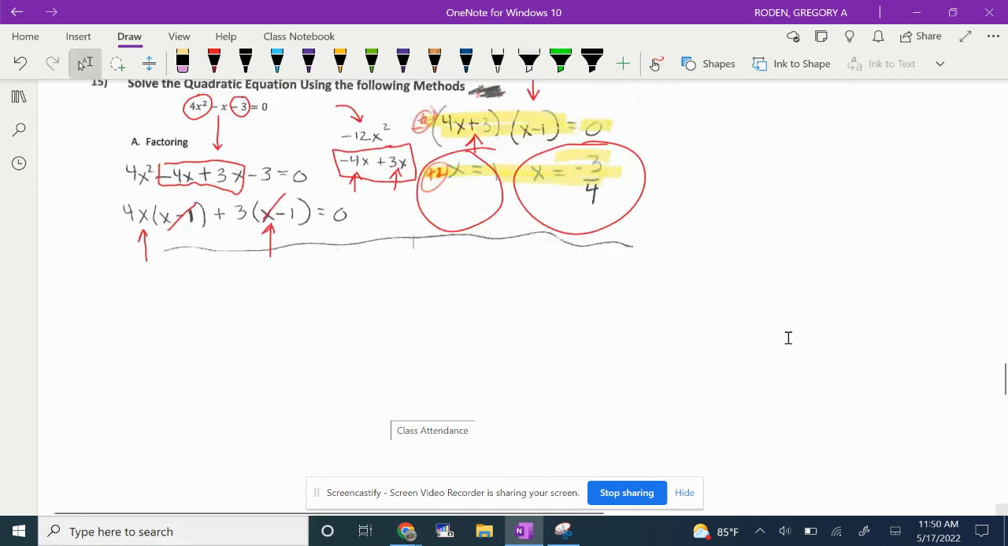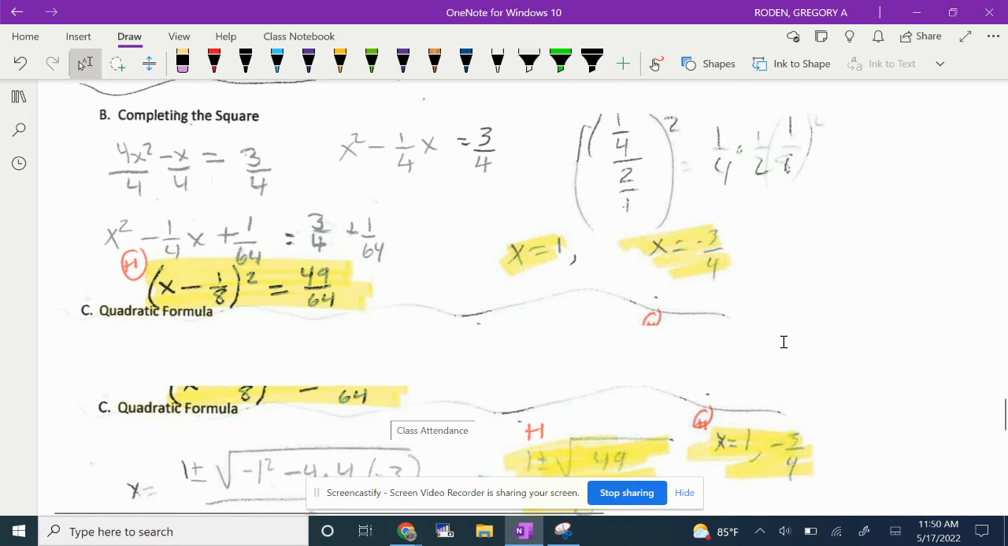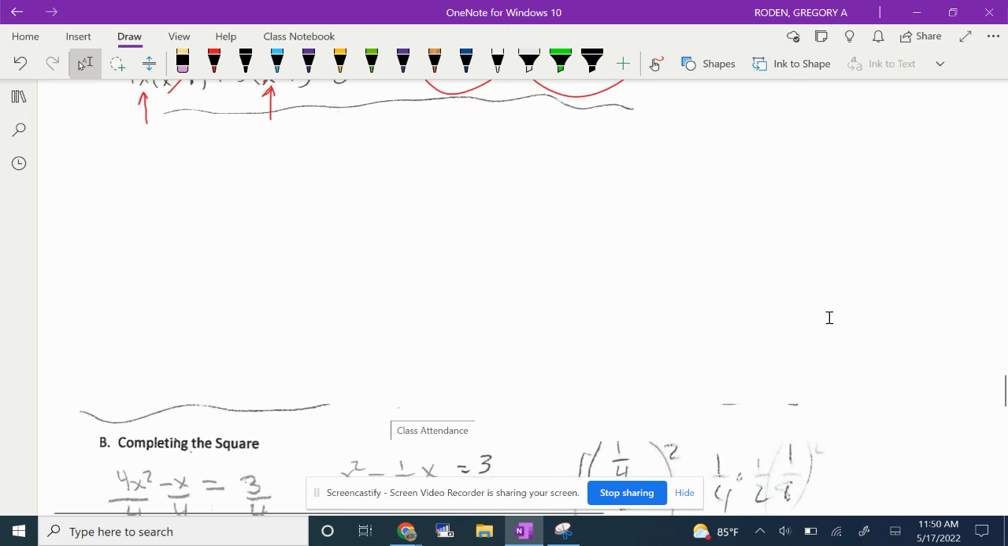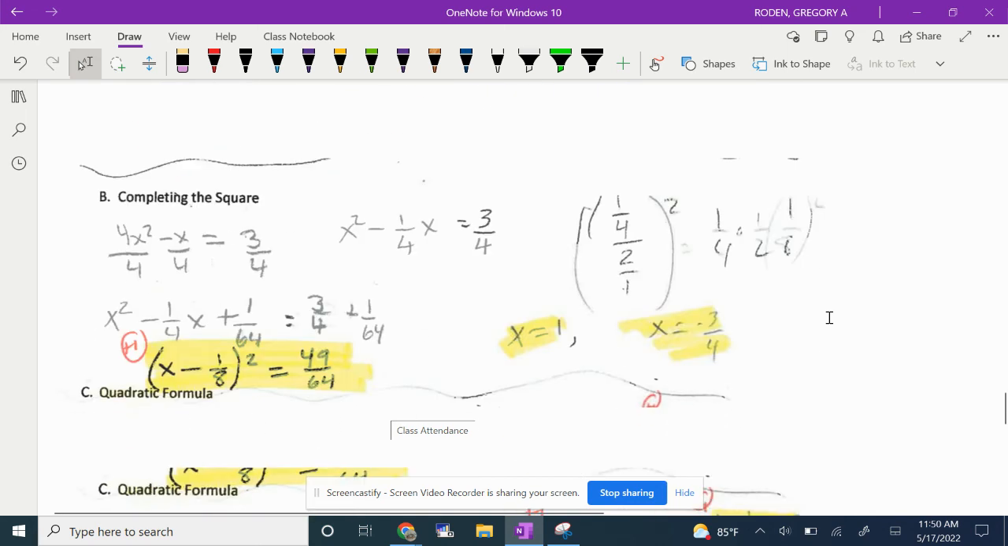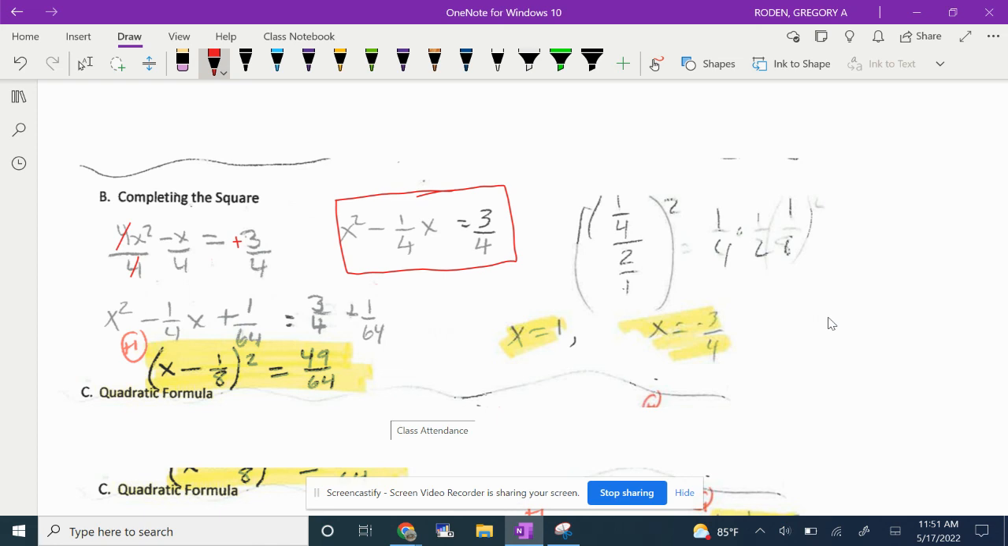Now, when I do the completing the square, remember the first thing you need to do is move your c over. So I did that by adding 3 to both sides. Then I want to get rid of this 4, so I divided everything by 4, and I got this guy right here.